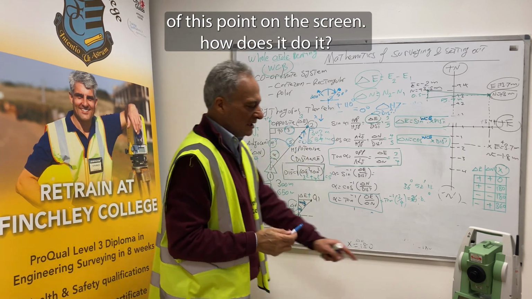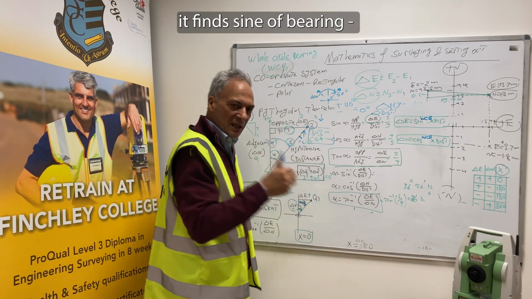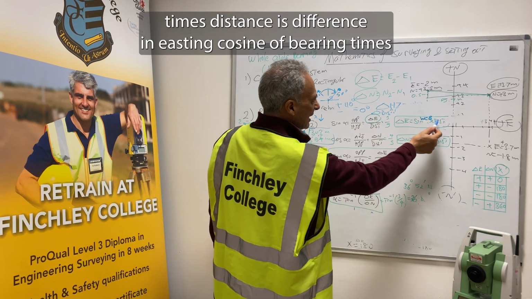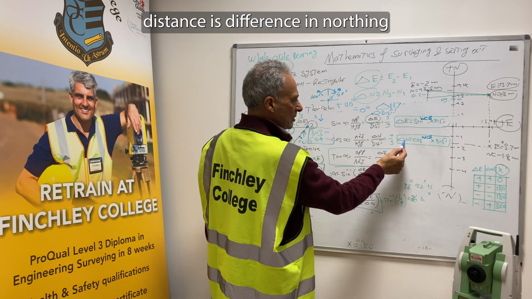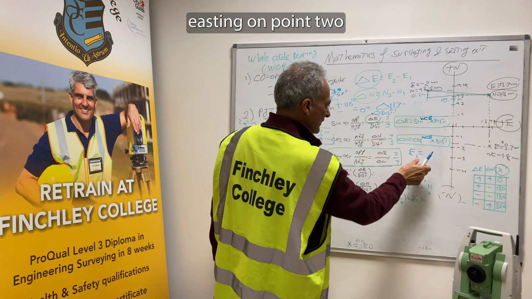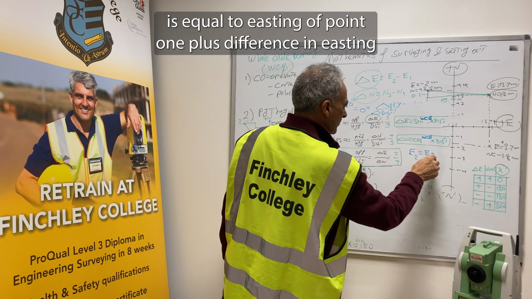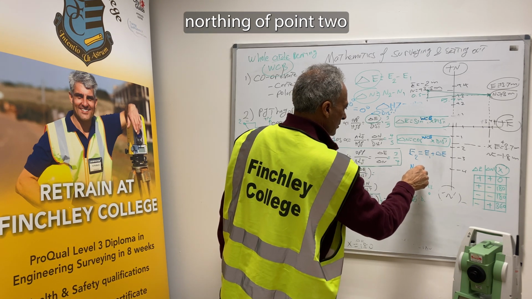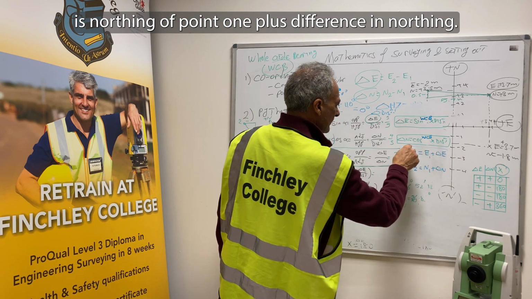How does it do it? It reads the bearing on the screen, it says sine of bearing, and as you press distance, it measures the distance. Sine of bearing times distance is difference in easting. Cos of bearing times distance is difference in northing. Easting of point 2 is equal to easting of point 1 plus difference in easting. Northing of point 2 is northing of point 1 plus difference in northing.